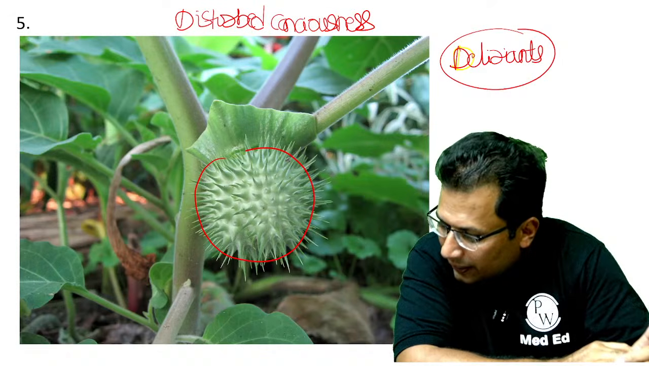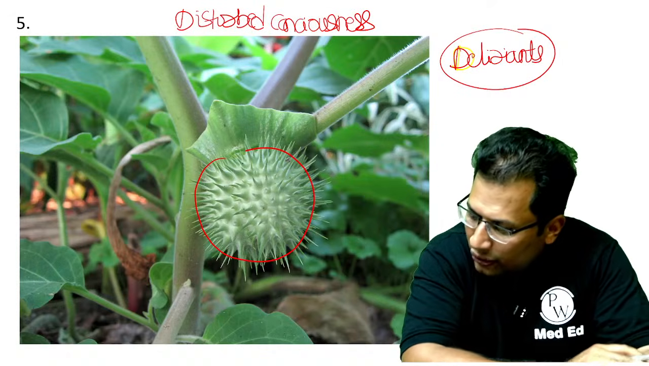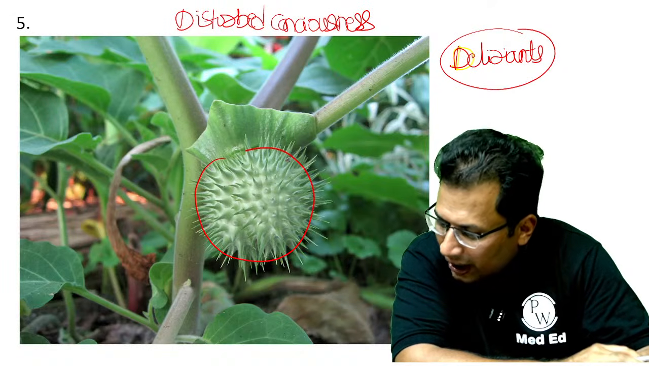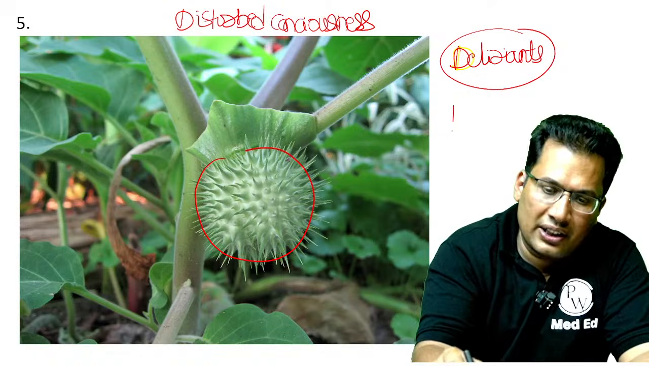ये क्या हो सकता है? The answer is thorn apple. So very good. First answer by Rakesh, Datura, and Hanik also. Anu also, very good. Anu, excellent answer.